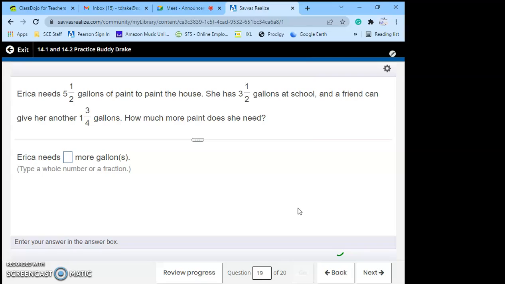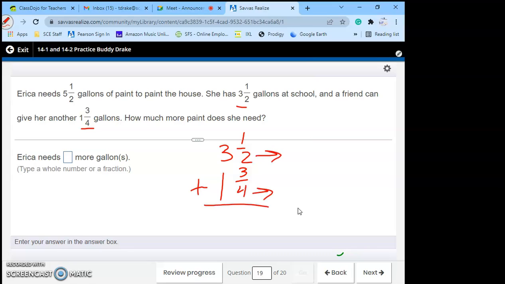Erica needs 5.5 gallons of paint to paint the house. She has 3.5 gallons at school, and a friend gave her another 1 3/4 gallons. How much more paint does she need? Well, let's see what she has. She has 3.5 and 1 3/4. So let's put those together, which is adding.